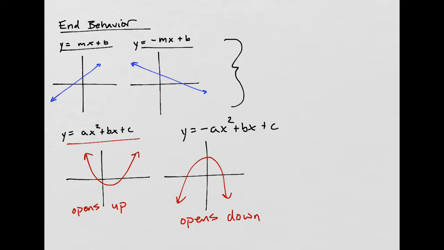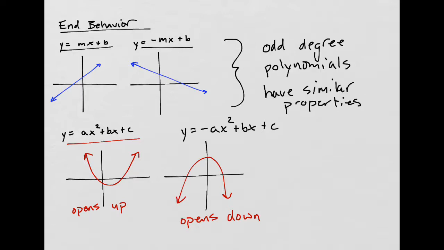If we have an odd degree polynomial, then it's going to mimic these lines. Odd degree polynomials have similar properties. What do I mean? Well, if you have an odd degree and a positive lead coefficient, that means on the left side we'll be going downwards and on the right side we'll be going upwards. That's what I'm focusing on: the end behavior.